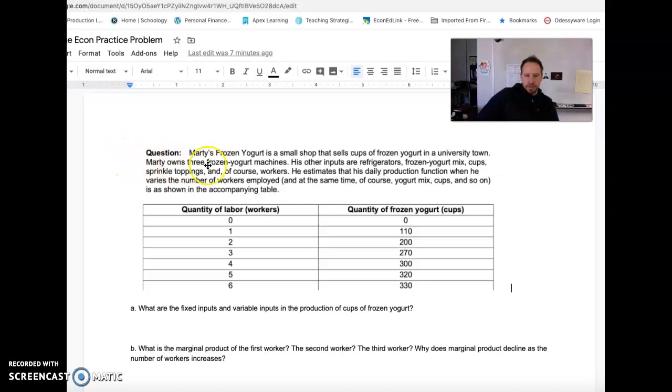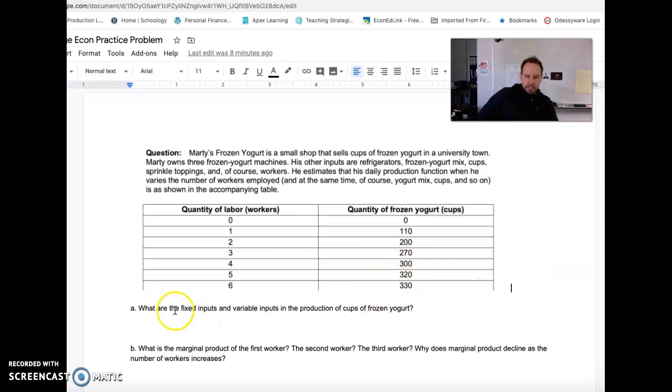Marty owns 3 frozen yogurt machines, and his other inputs are refrigerators, cups, the mix, sprinkle toppings, and workers. And he estimates that his daily production function, remember the production function we talked about, is how much your quantity or your output changes by adding an additional unit of labor. So this chart is essentially his production function. So when he varies the number of workers, at the same time with all of his other variable resources, yogurt mix, cups, etc., this is his change in output.